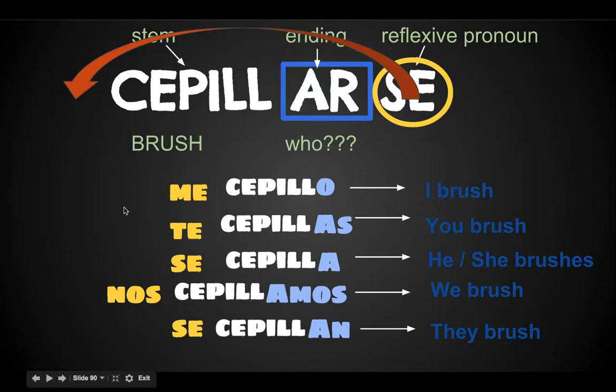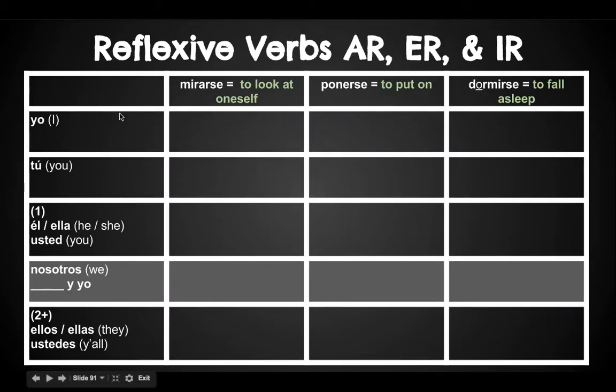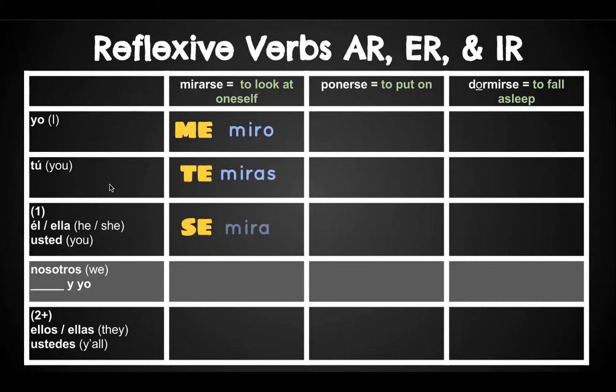Make sure you copy this down. If it helps, even to do different colors in your notes to show the reflexive pronoun and the endings, that's fine with me. Let's check out these verbs in a chart so we can see the pattern of how these are working. I look at myself would be me miro, te miras, se mira, nos miramos, se miran. So the same endings that we're used to, the only extra piece are these reflexive pronouns.